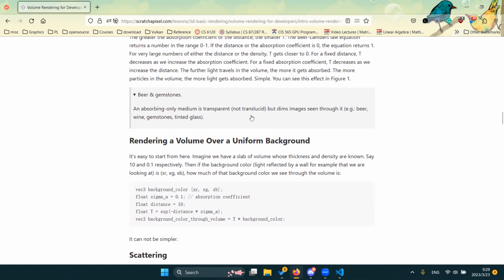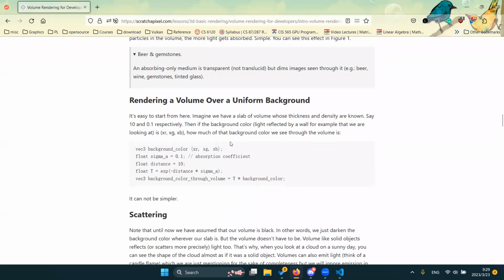Render a volume over a uniform background. I mean, probably the best example of an absorbing only medium is a light gel, because it doesn't reflect or refract or emit.